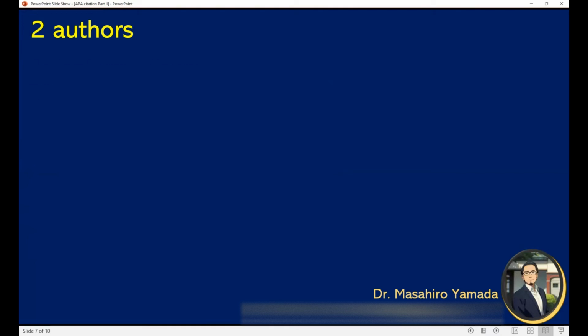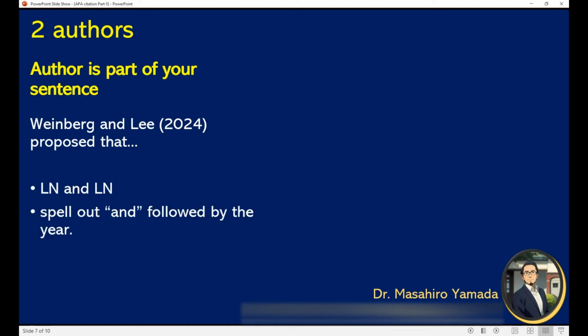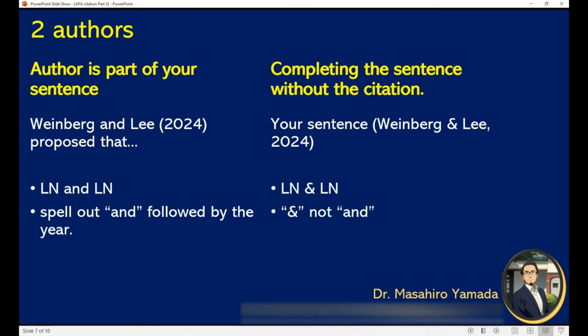When it comes to two authors, and you want to use the authors' names as a part of your sentence, write the last name of the first author and then the second author's last name. And the other rules are the same. The point here is you spell out "and," A-N-D. This rule is different for the other method. When you do not use the authors' names in your sentence, the rule changes to focus on the "and." You must use the ampersand symbol, not spell out A-N-D.